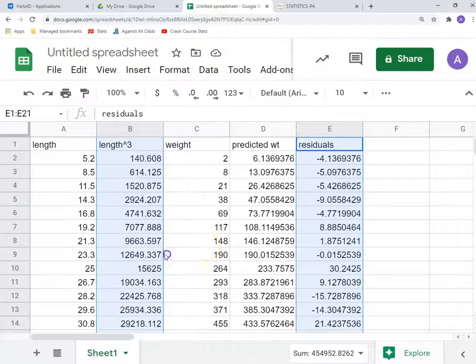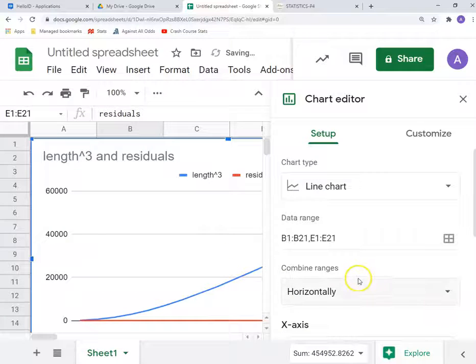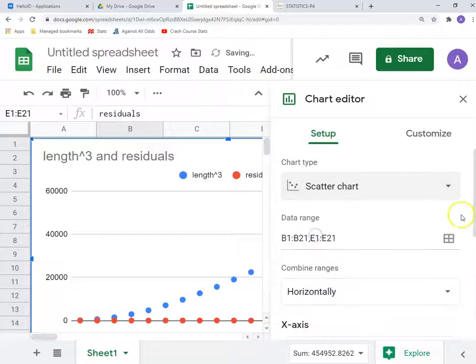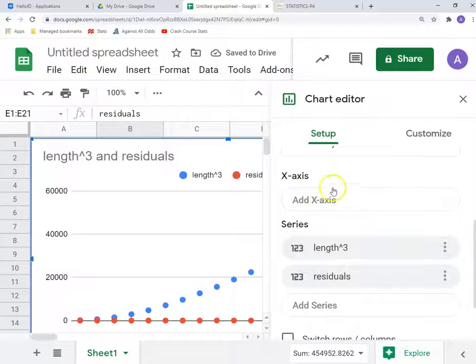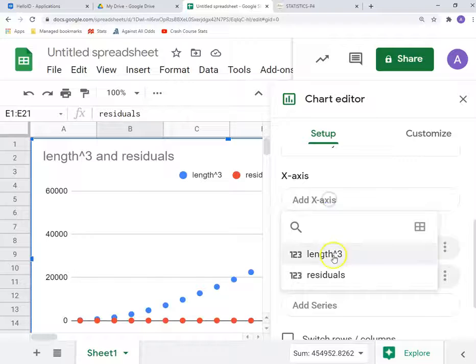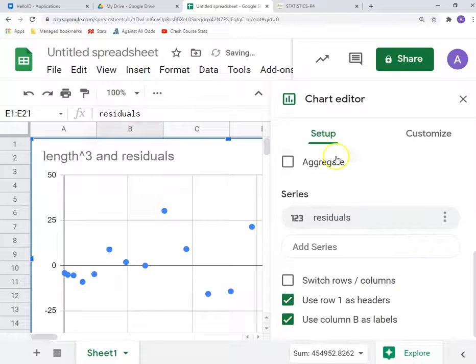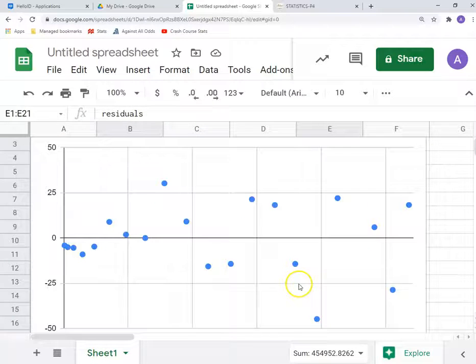We're going to go to chart, make sure it's a scatter chart. And for whatever reason, it's been doing this a lot more lately where it leaves my x-axis blank. So that's the length cubed, and then I have to remove length cubed from the series. And there's our residual plot. And this one has no pattern, which is a good thing.